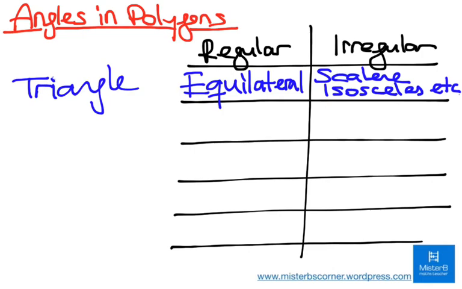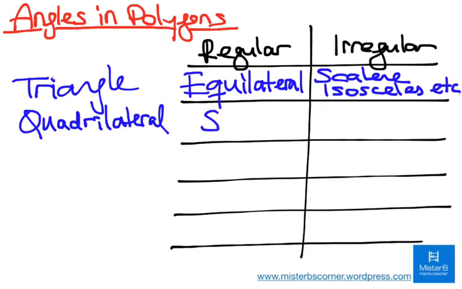When it comes to quadrilaterals, which means a two-dimensional shape with four sides, the regular one is a square, as you may guess. And all the others like rectangle, parallelogram, right, these are irregular.